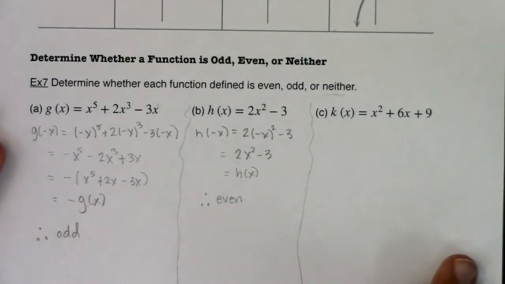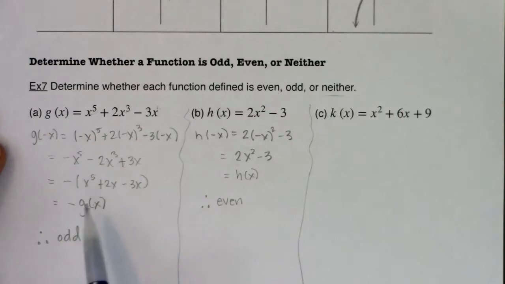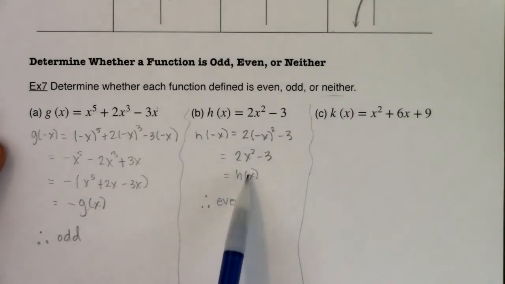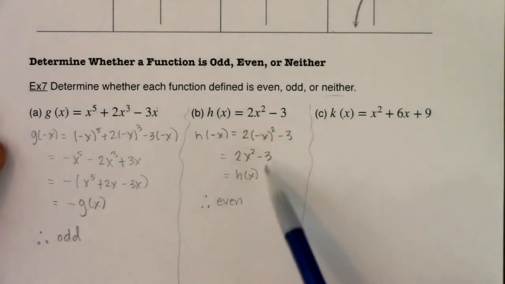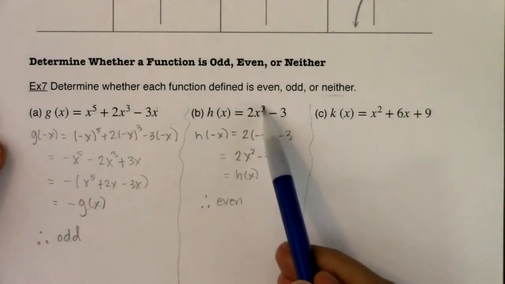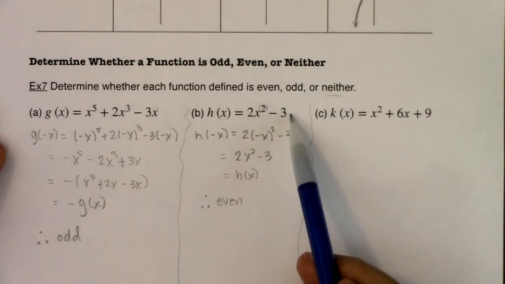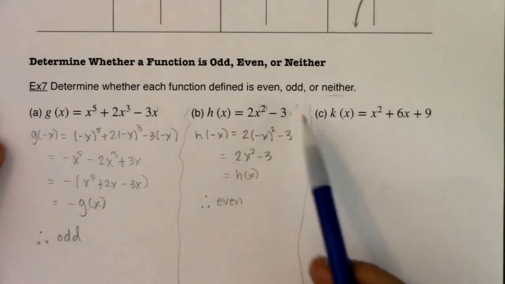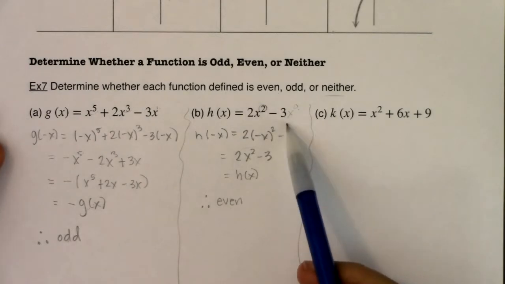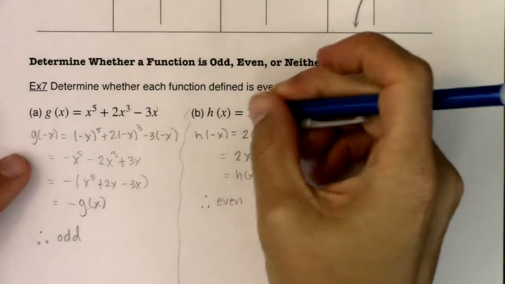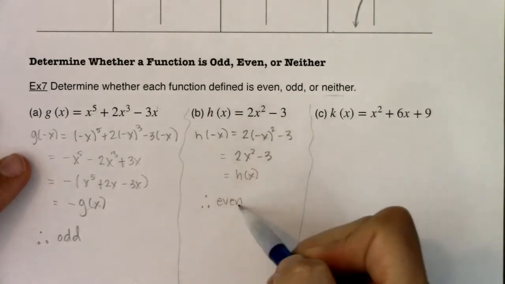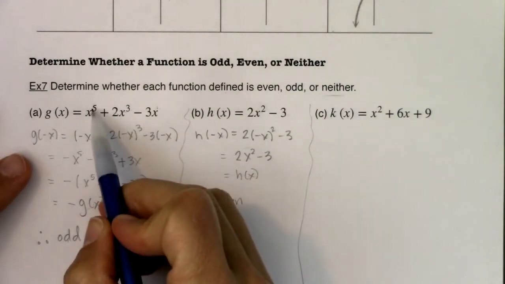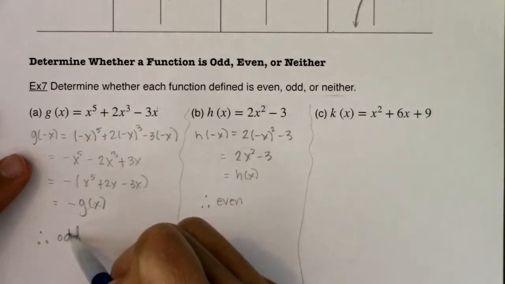I plugged in, oops, I shifted that a little bit, excuse me. I plugged in negative x to both of these. I got the opposite of my original function, odd. I got exactly my original function, even. And you can almost guess what's going to happen in part C. But one thing I want to point out is if you look at all the exponents here, I had an even exponent. And even though there's no x variable here, you could technically say you had x to the 0, because anything raised to the 0 is 1. So you had even exponents here. And whenever you have functions or polynomials where all of the exponents are even, you're going to have an even function. And just like over here, all of the exponents were odd, I had an odd function.